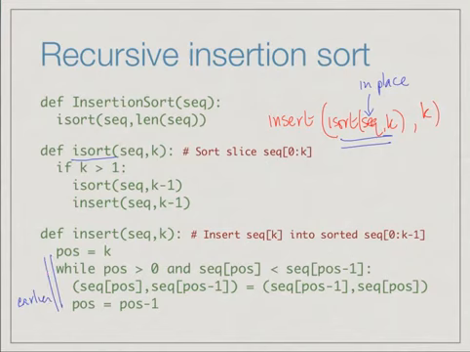And what is new is this part, which is this recursive call. It says sort the sequence up to this position recursively using the same isort, but change the index from k to k minus 1, and then insert the current value into the sequence.